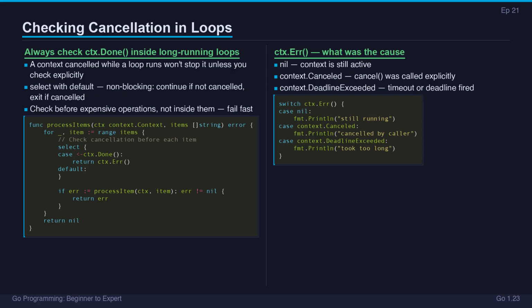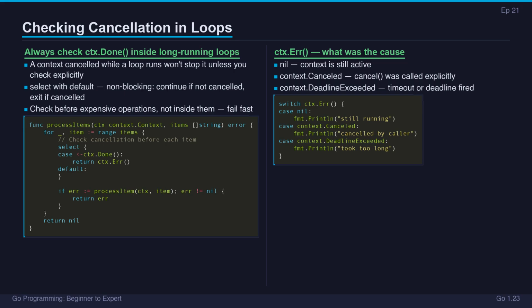A cancelled context doesn't automatically stop a running loop. The loop keeps running until it finishes or panics. If you have a loop that processes 1,000 items, and the context is cancelled after item 2, items 3 through 1,000 will still run unless you explicitly check. The pattern is a non-blocking select at the top of each iteration.